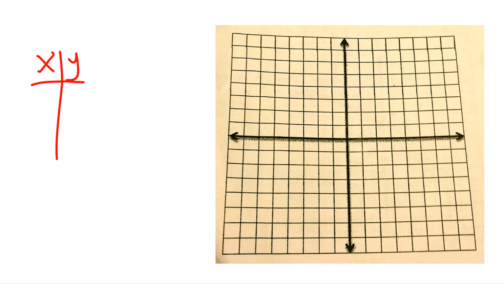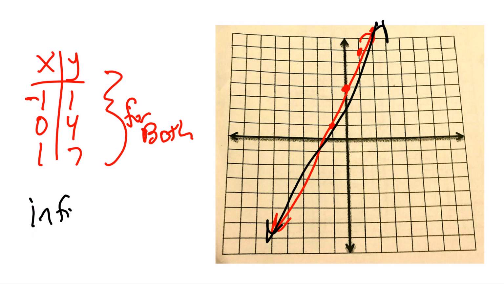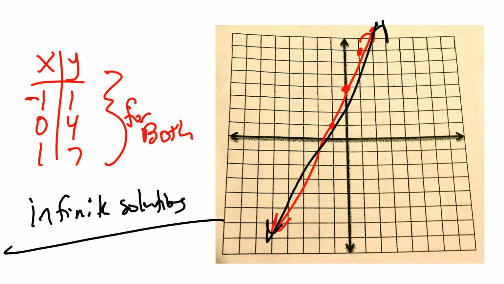So the XY chart is negative 1, 1, 0, 4, 1, 7, and that's for both. So I go negative 1, 1, 0, 4, and 1, 7. And remember, that's for both. So technically, there's actually 2 lines here, even though it only looks like 1. So we say infinite solutions. And that's it for 17.